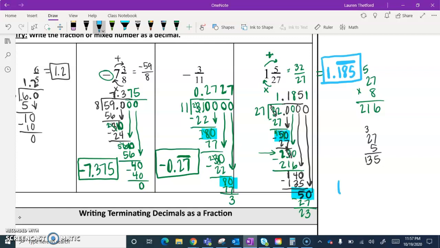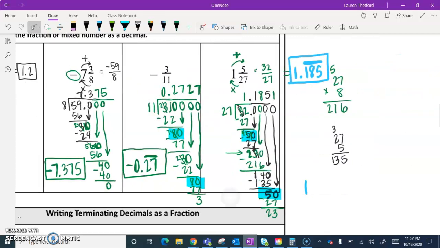So it actually goes 1.185, 185, 185, 185. So that 185 is repeating, so that's what repeats. I can't draw the line over the 1. It has to always go after the decimal.